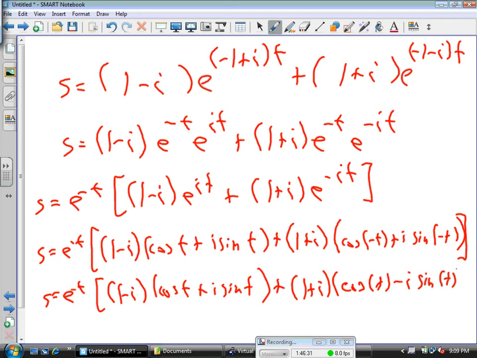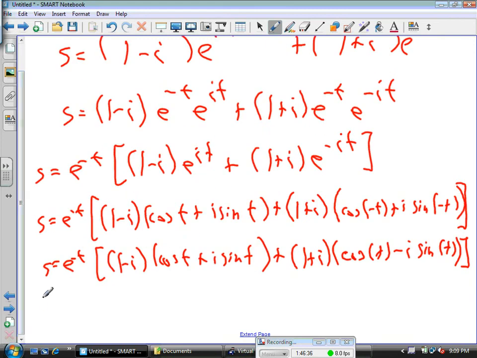All right, so what am I going to do now? I'm going to FOIL this out. Okay? Wow, I'm going to fit this here? Oh, jeez. You get 1 times that is cosine t plus i sine t. Now distribute negative i times that. Negative i cosine. What's negative i times i? Negative i squared, but i squared is negative 1, so that's 1, right? So plus sine t. Okay, this FOILs out to this.